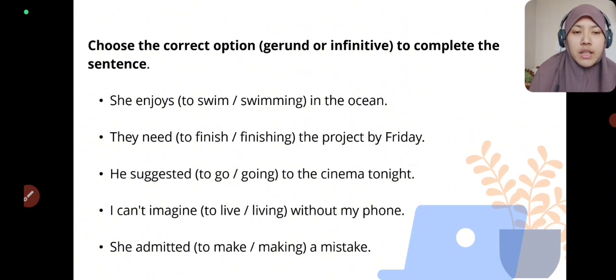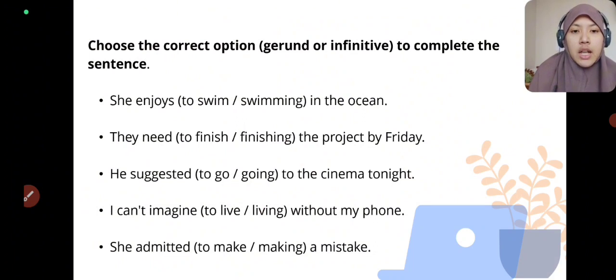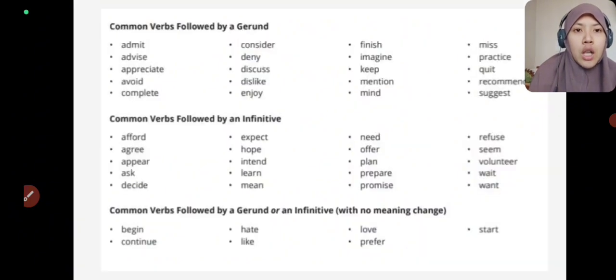Next, he admitted blah blah blah a mistake. Where is admit? Okay, we can see it's the first one, the common verbs followed by gerunds. So the answer is he admitted making a mistake. As you can see in our example, we always need to look up the list. Actually, there are more and more verbs for the gerunds and infinitives. I just gave you some common verbs which are always used by people.